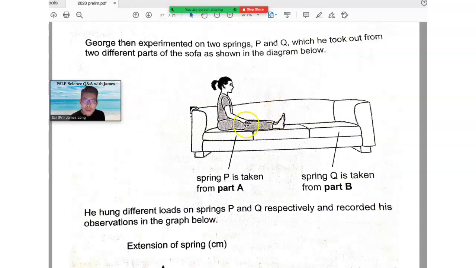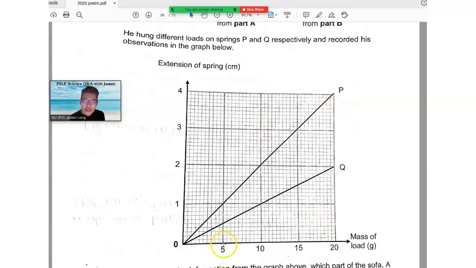So this next part talk about he removed the spring. Spring P is from part A and spring Q is from part B. Let's examine the graph. The graph shows that when mass is placed on the ends of the spring, they were both at the 0 extension. Now this extension, this is not length of the spring, okay? The spring cannot be 0 cm. So you can see that Q extends up to this point when you put a 5 gram mass on it, but P extends twice of it.